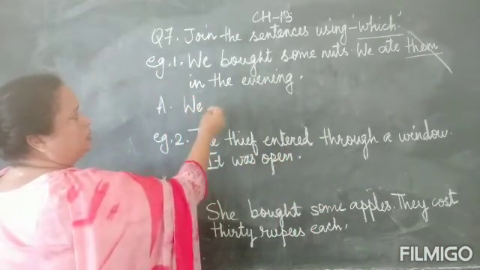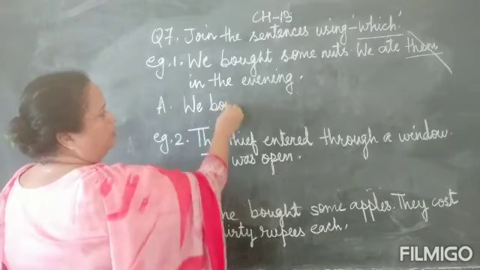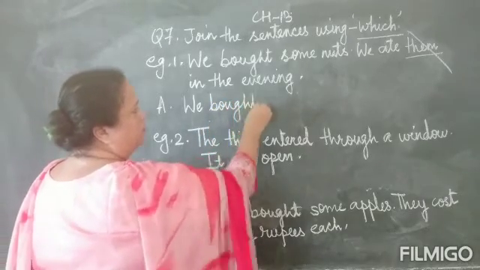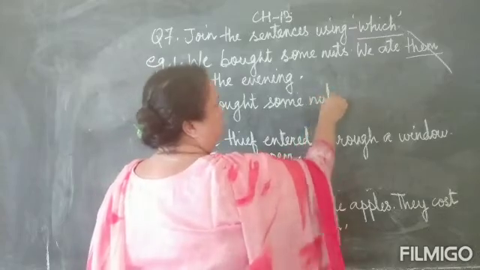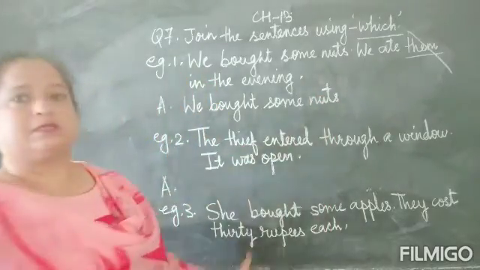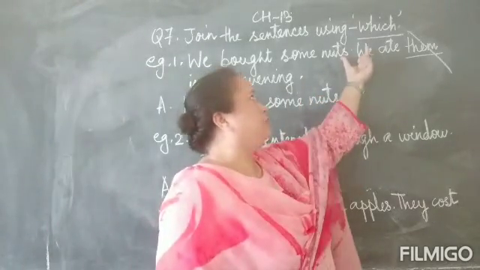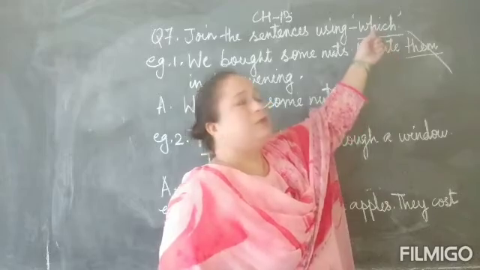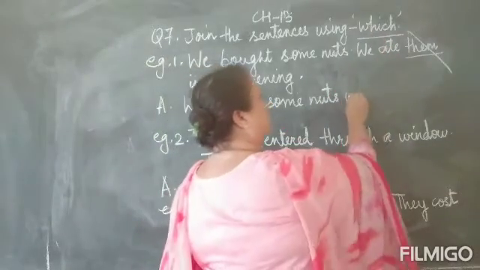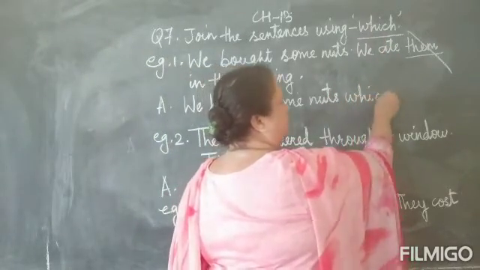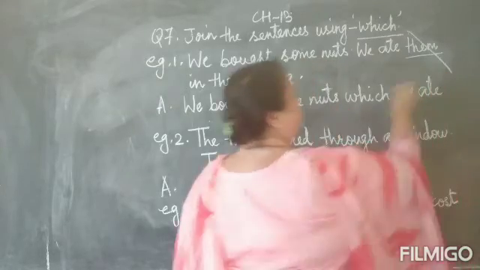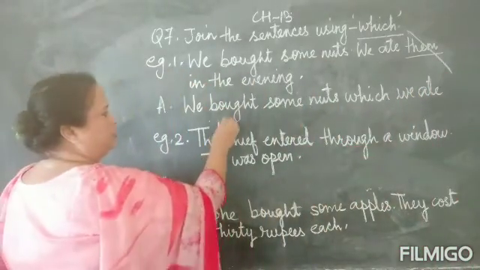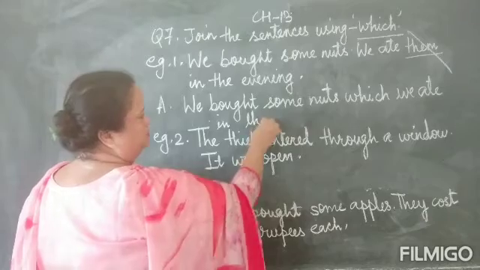So let us see what our answer is. We bought some nuts. So what did I tell you? To join both the sentences, in the center and between both the sentences, we use the word which. Which, and then we write the second sentence. Which we ate in the evening.